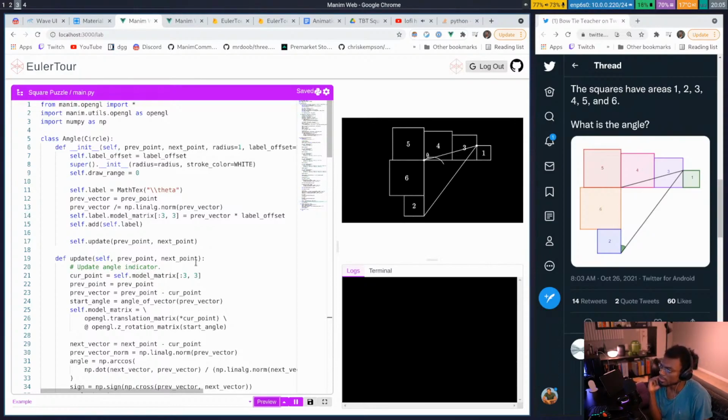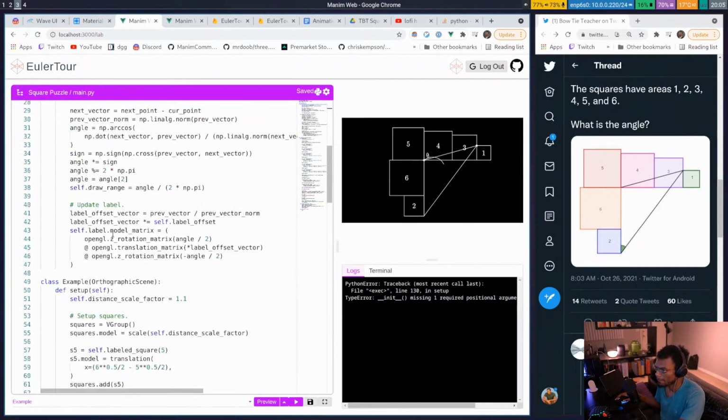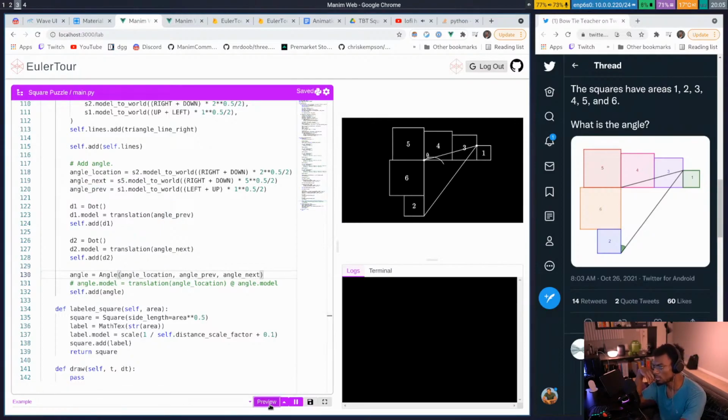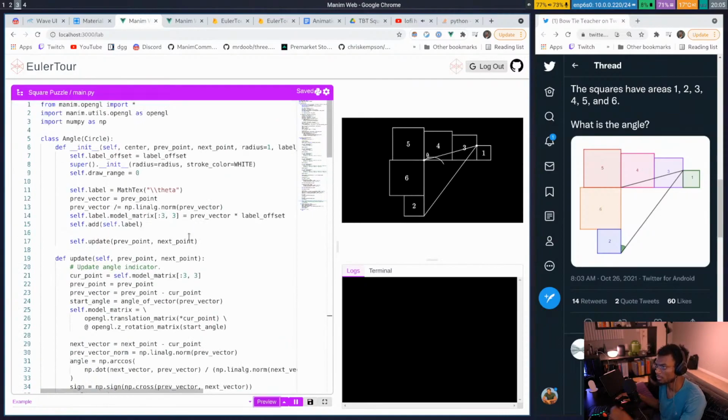So how should this really work? It needs a previous, a center, and a next. That's what it needs. So I have a center, previous, and next. Then in this angle, I want to do this. And now I want to do this computation.